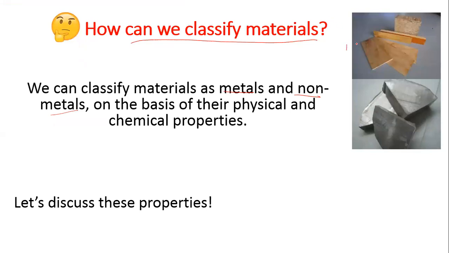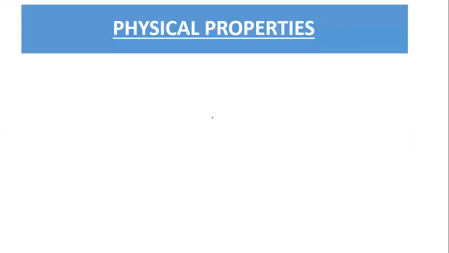As you can see in these two pictures, if I ask which one of them is a metal and which one is a non-metal, what will be your answer? To know this, you need to know the physical and chemical properties. The meaning of what I'm saying is that to differentiate between metals and non-metals, we have to know the physical and chemical properties on which basis we are going to differentiate them. So let's discuss these properties.